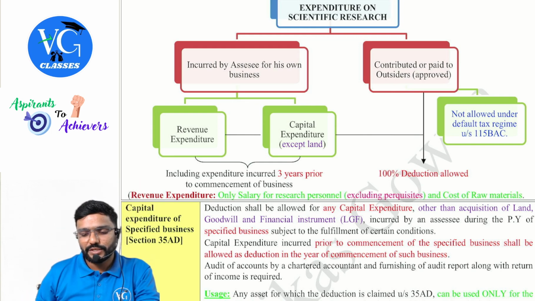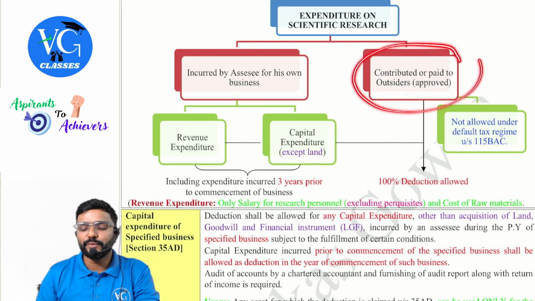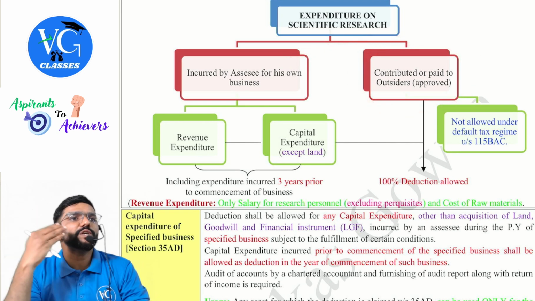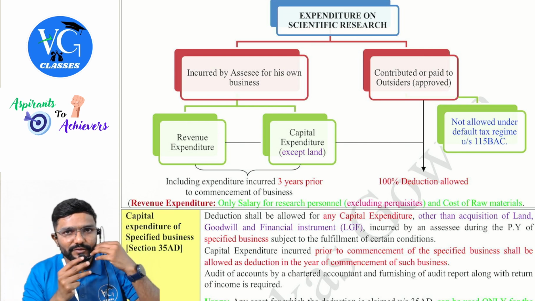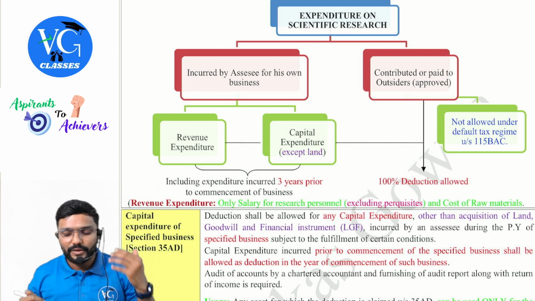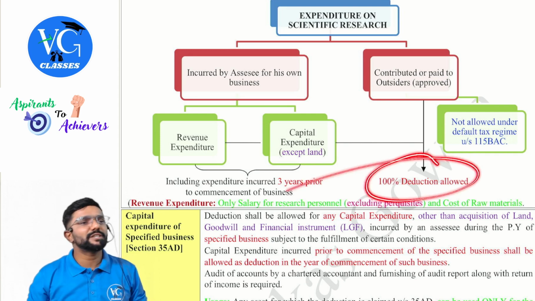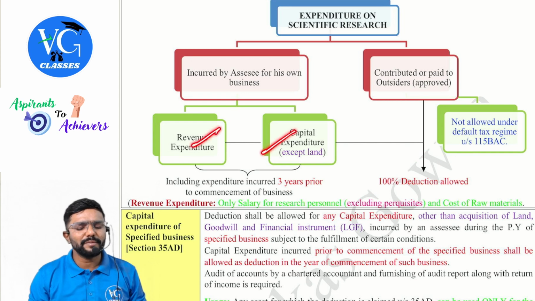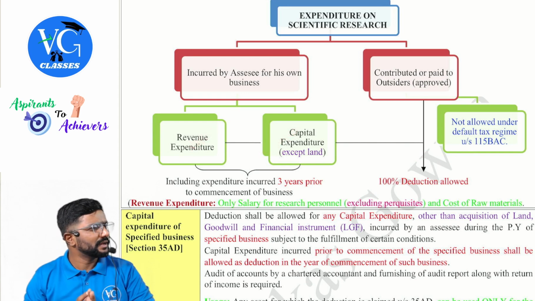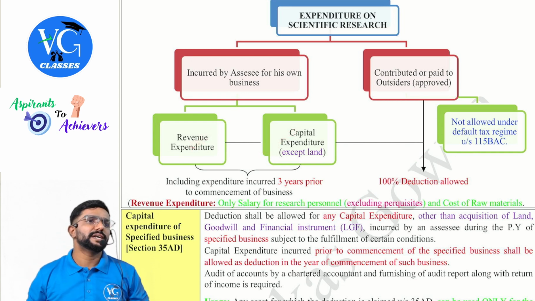Okay, sir. Next, sir, I am not doing any research, but I support research. I am contributing to someone who is doing research, who is approved to do research. Can I claim deduction for it? Yes, you can claim it. How much, sir? 100% of whatever you contribute. Even revenue and capital expenditure, whatever you incur, 100% you can claim as a deduction.